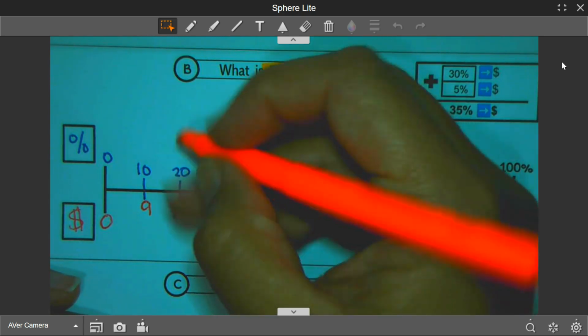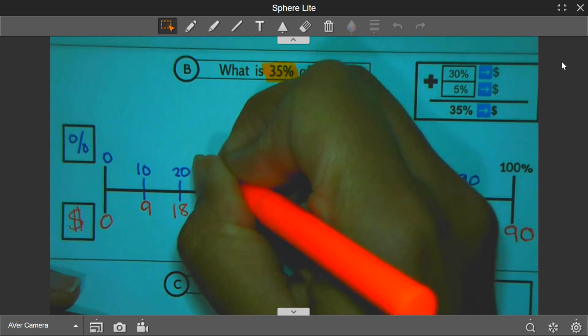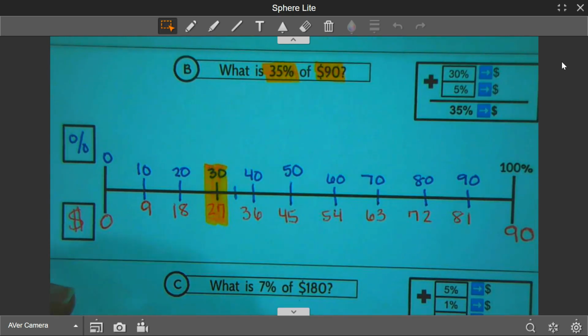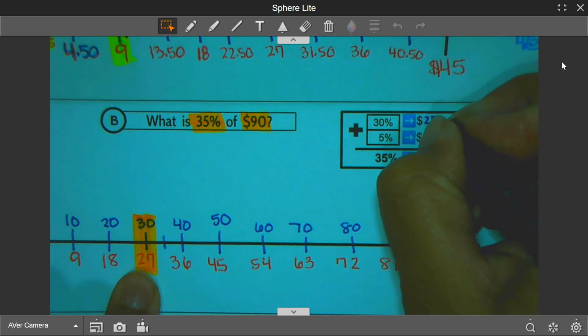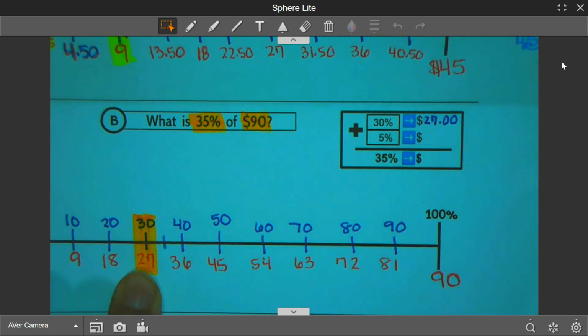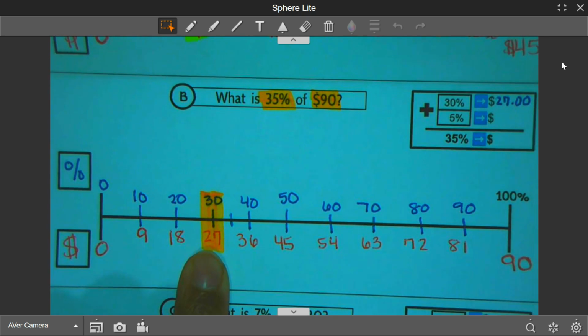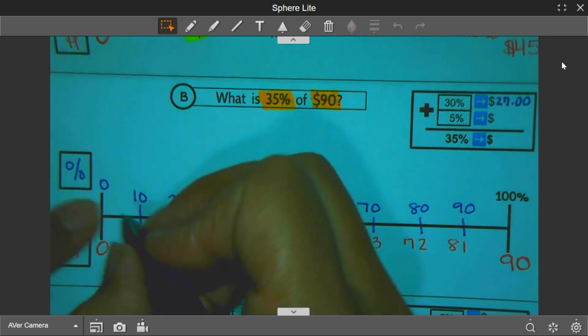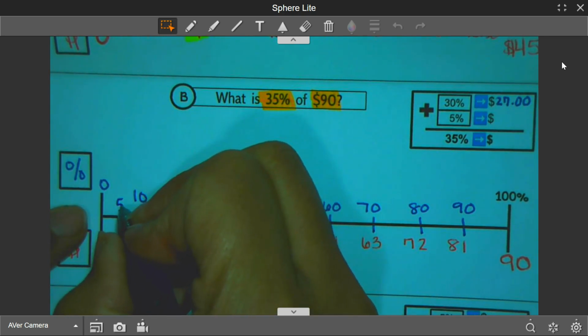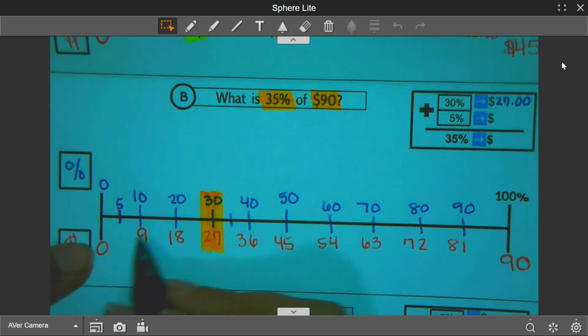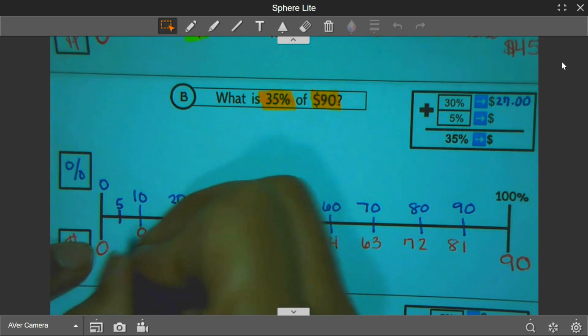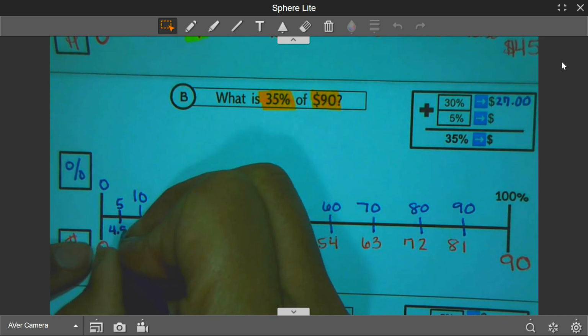So I'm going to combine 30% and 5%. So the 30% is $27. So I'm going to put that here, $27. And then 5%. Well, I got to find it. So 5% is right in the middle of 0 and 10, the halfway mark. So that means I need the halfway mark of 0 and 9. So take half of 9, and it is $4.50.